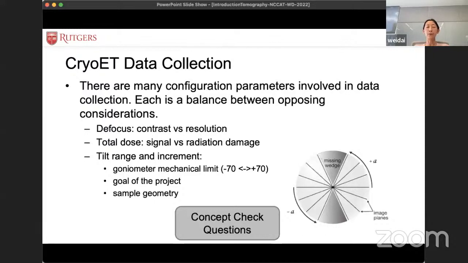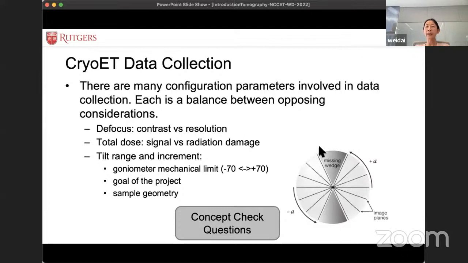And then also total dose, right? How many electrons you want to give to your samples. So this is a balance between signal versus radiation damage. You want to see clearly, then you should give higher dose, but you are running the risk of radiation damage, right? And then one special aspect in tomography versus single particle analysis, let's say after you determine the total dose, you can apply it to the sample. You also have to determine the tilt range and tilt increment.